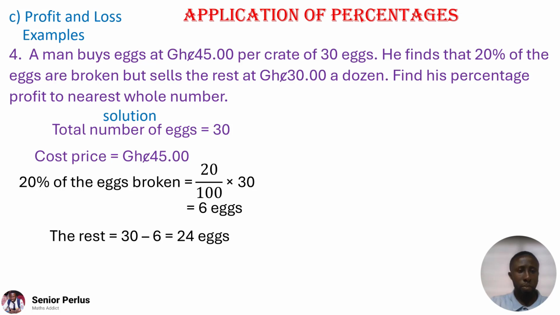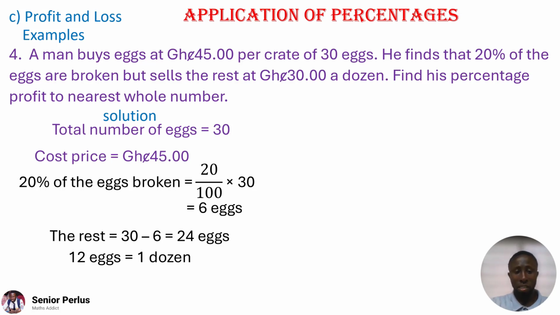Then, but sells the rest at 30 Ghana cedi a dozen. So the rest, now you know that 6 are broken and the total of the eggs is 30. So the rest will be how much? So you have to subtract the 6 eggs from the 30. So it means that the rest that she sells is what? 24 eggs. Then she said it as what? A dozen. Now we know that 1 dozen is 12 eggs.